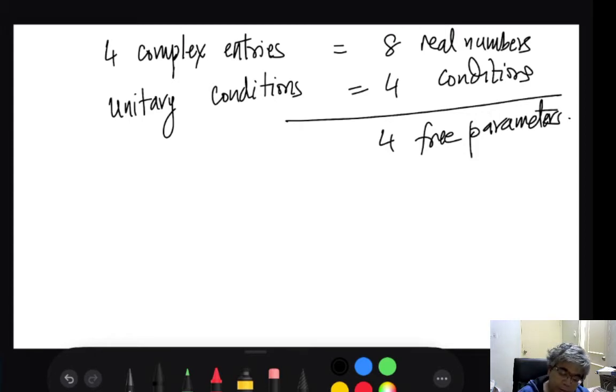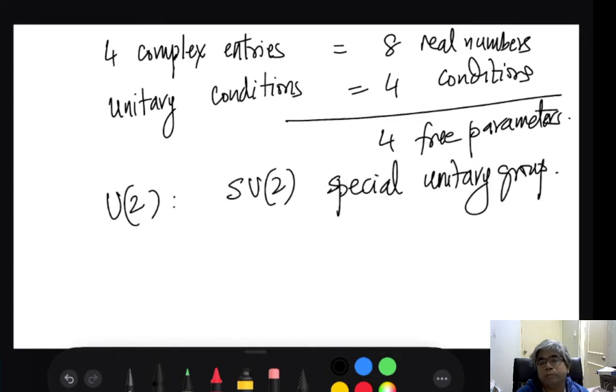Instead of U2, you can define something called SU2. This is called the special unitary group. In the special unitary group, you not only define the unitarity of the two-dimensional matrices, but you also put a condition on the determinant of these matrices. The determinant of U should be equal to +1.